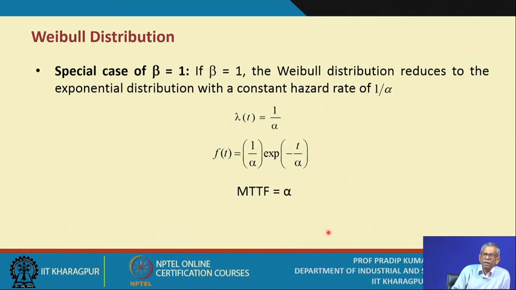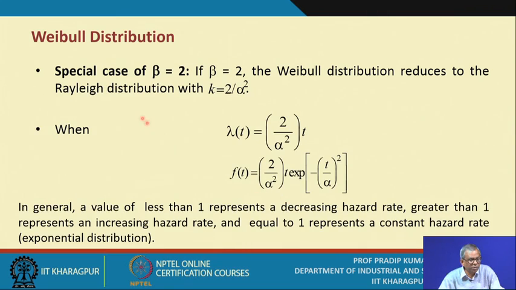Now there is a special case, that means the shape parameter beta equals 1. If beta is equal to 1, the Weibull distribution reduces to the exponential distribution with a constant hazard rate of 1 upon alpha. So lambda t is equal to 1 upon alpha, and f(t) becomes 1 upon alpha e to the power minus t upon alpha. So what is MTTF? Obviously MTTF will be alpha. So the lambda is changed to 1 upon alpha. So it's a constant failure rate.